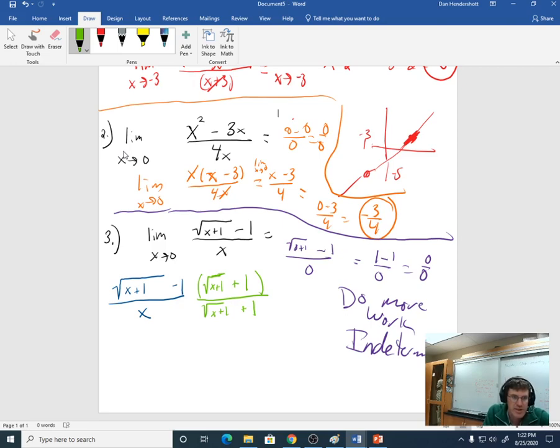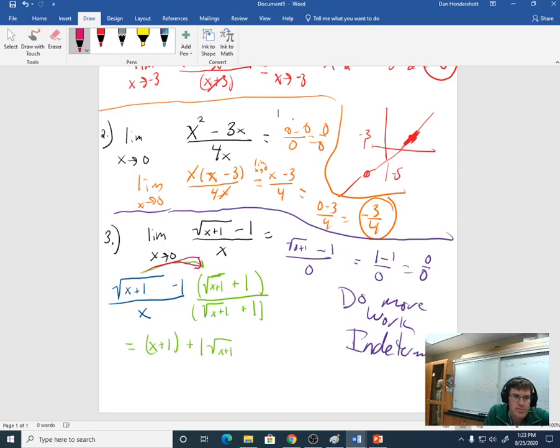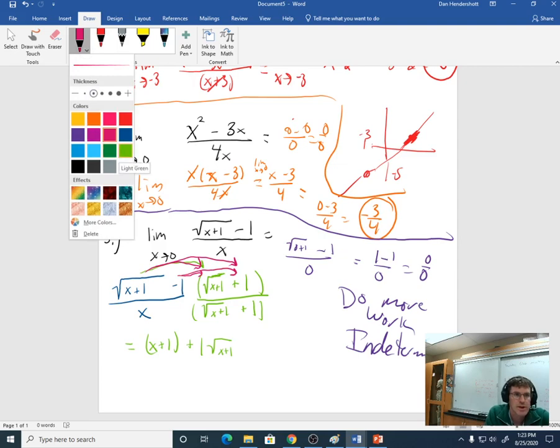So this times this gets us 1 plus x. This times this gets us plus 1 times the radical of 1 plus x. Everything in there must be multiplied by everything there. This times this, and this times this. Sorry about that. Get back to our happy little green.